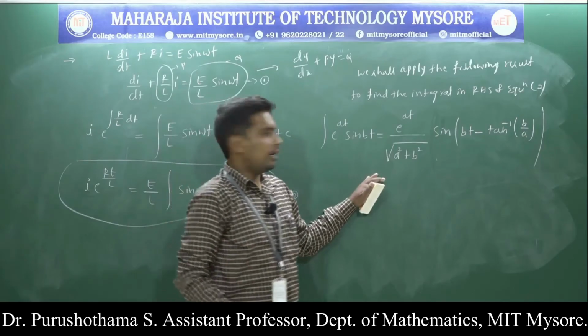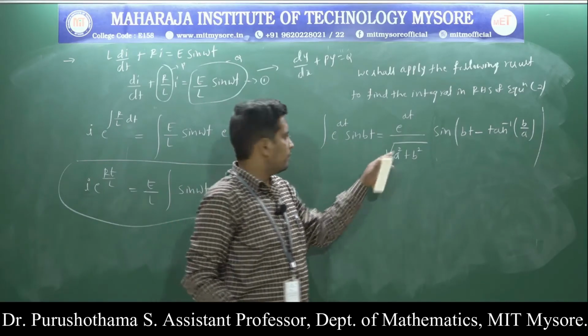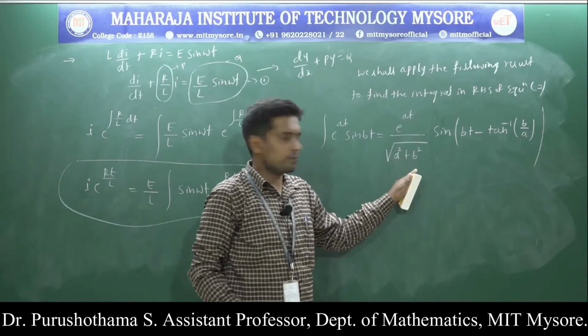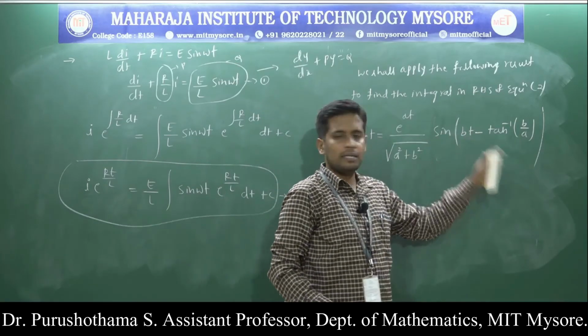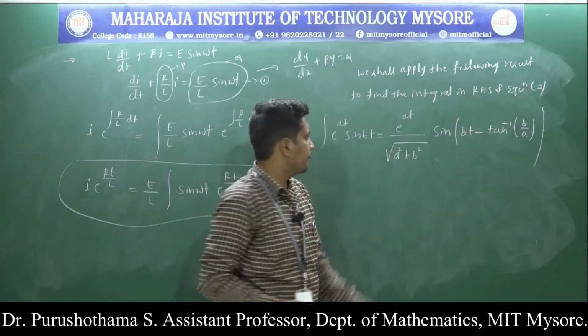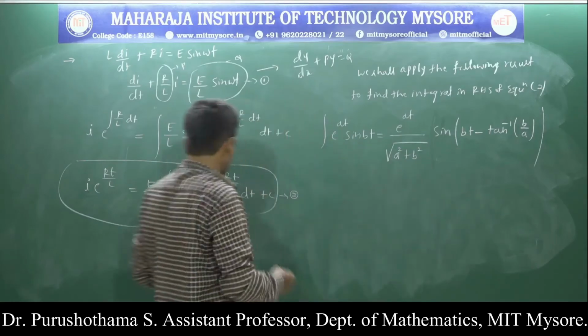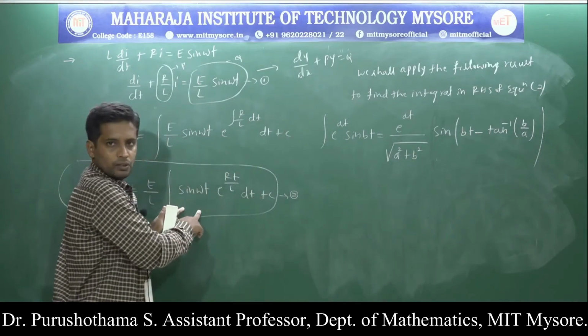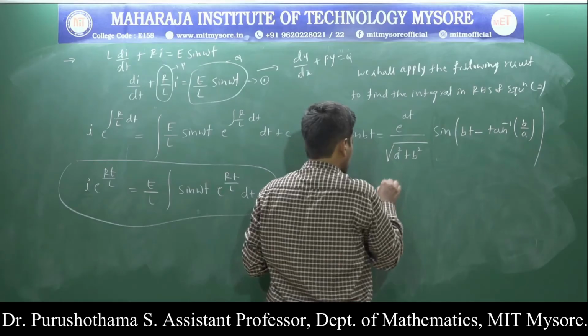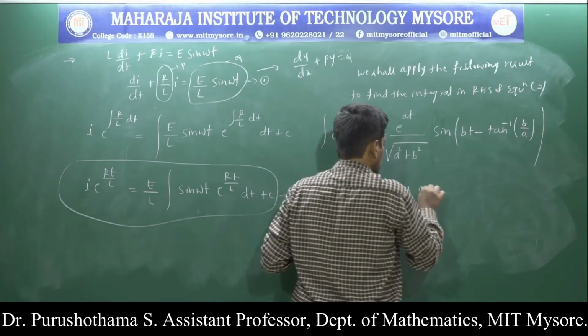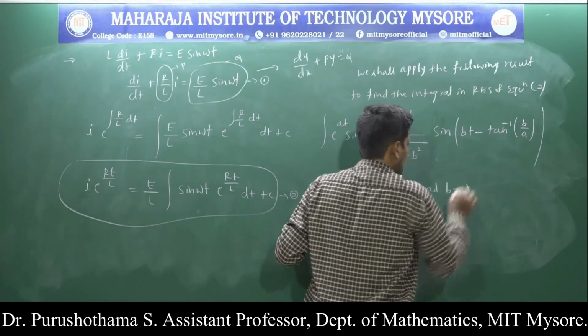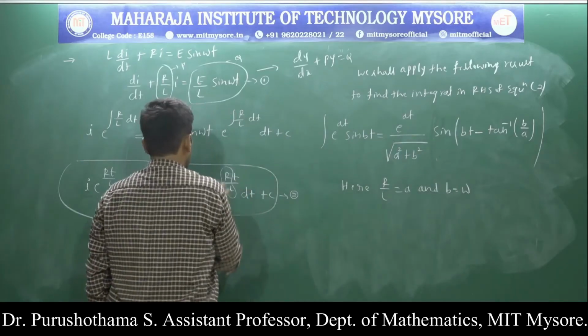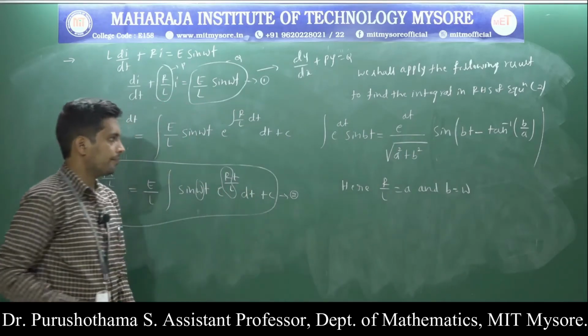This is the result: the integral of e power at into sin bt equals e power at divided by square root of a square plus b square into sin of bt minus tan inverse of b by a. Using the same formula for evaluation of this integral in equation 2, here a is equal to R by L and b is equal to omega.